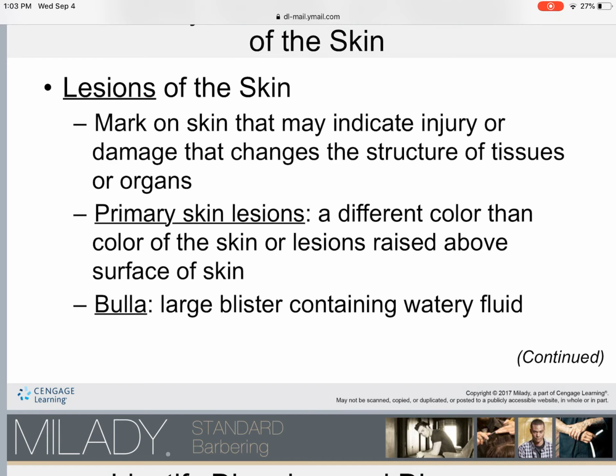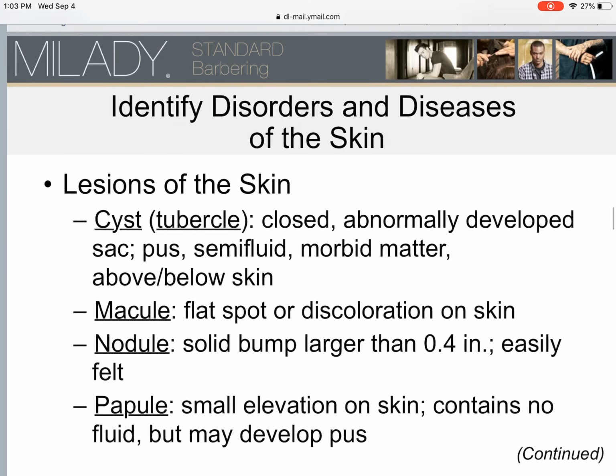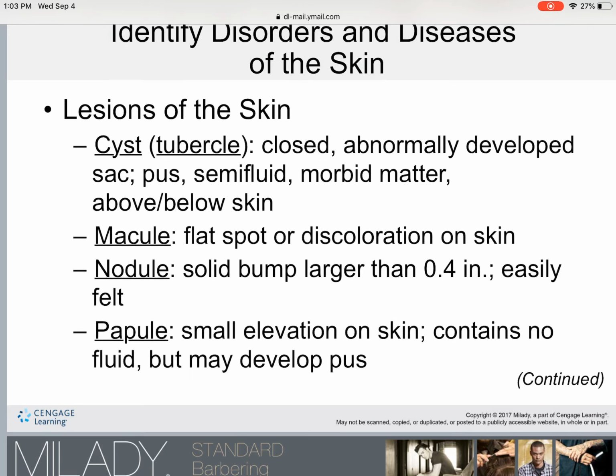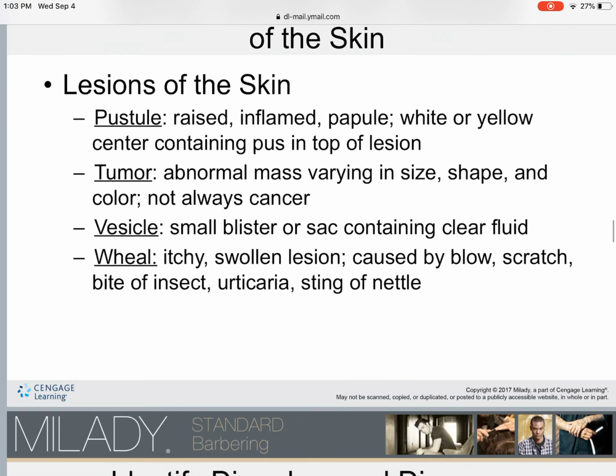Pustule. What is a pustule? A raised inflamed papule with a white or yellow center containing pus in the top section. Examples of pustules are also acne, folliculitis, or impetigo. Oh, we talked about that. I'm sorry. Tumor. An abnormal mass varying in size, shape, and color. Any type of abnormal mass, not always cancer. This requires medical referral. An example is cancer.